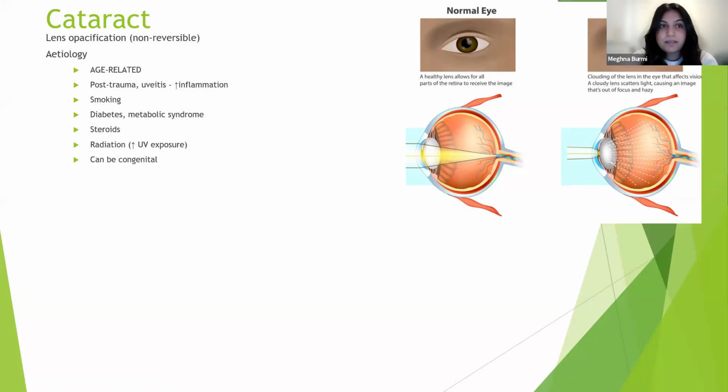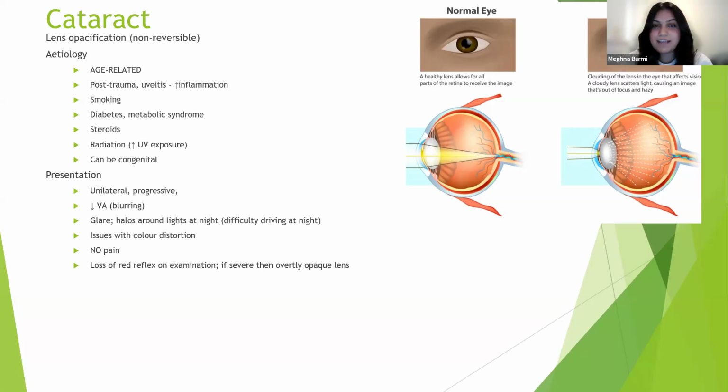So etiology, the vast majority of cataracts are age-related, and they might also be caused by some other things, like if patients had inflammation, post-trauma, or uveitis or something can predispose them to cataracts. Smoking, diabetes, metabolic syndrome, medications like steroids, interestingly, radiation, which increases your UV exposure. And it can also be congenital, but that's something you don't need to worry about at this stage. It comes up next year.